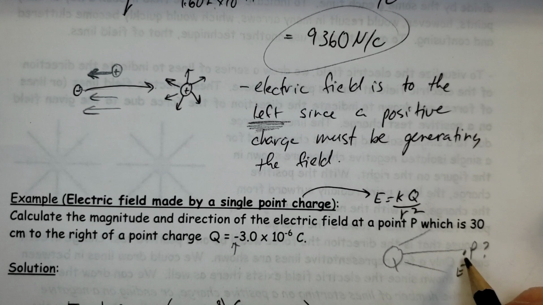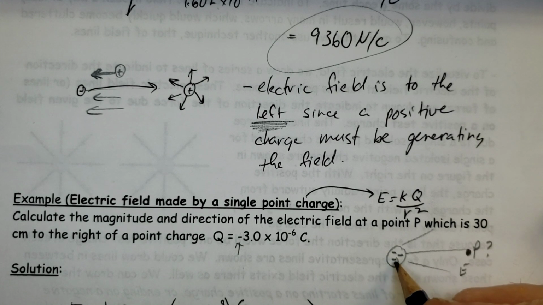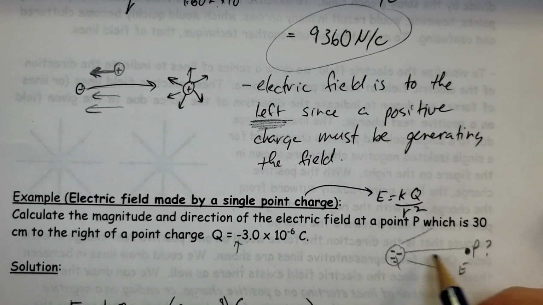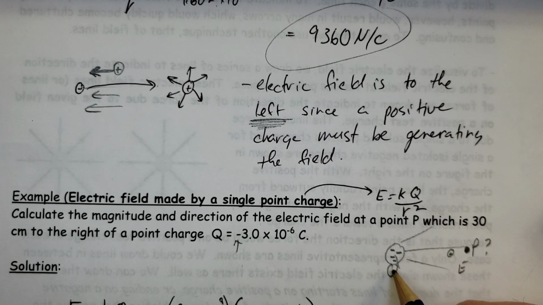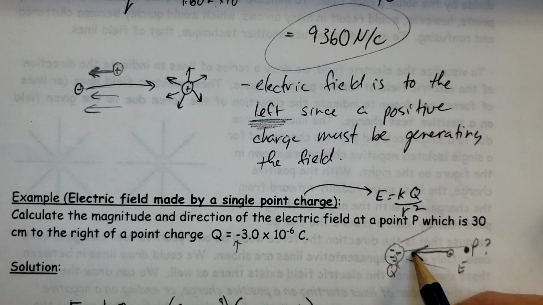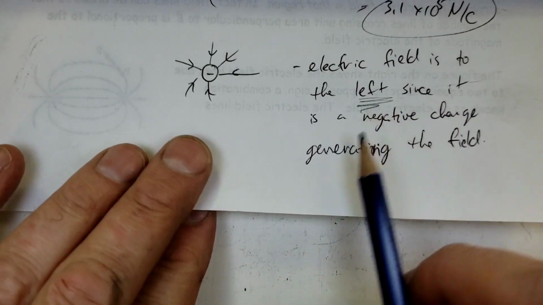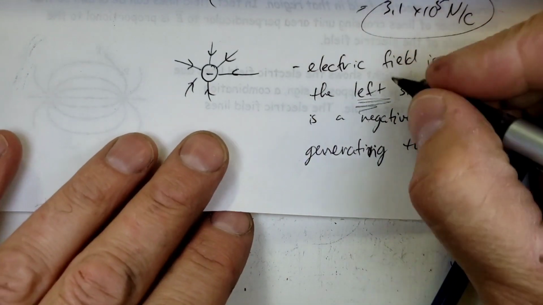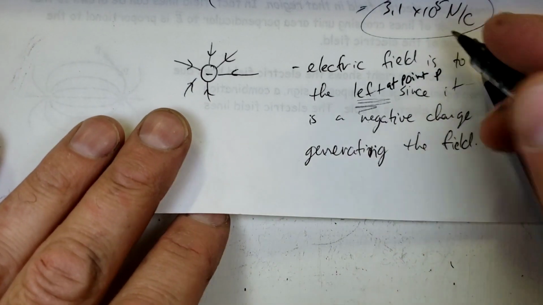Since this point P is to the right, and I know that Q is a negative charge, to figure out what direction the electric field would be at point P, all I have to do is figure out what would happen if I put a positive charge right here. Would it be attracted to Q or repelled from Q? Since Q is negative, it's going to be attracted. So I know right off the bat that the electric field is to the left at point P, since it's a negative charge making the field.